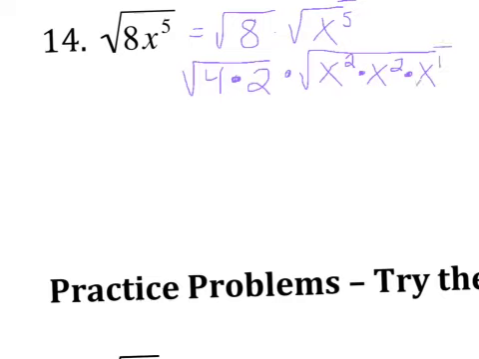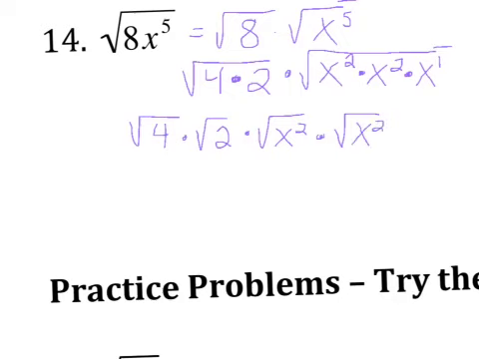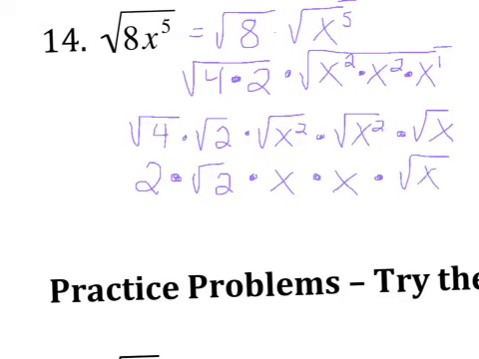2 plus 2 plus 1 is 5. So now we can further break this up as the square root of 4 times the square root of 2 times the square root of x squared times the square root of x squared times the square root of x. So 2 times root 2 times x times x times the square root of x.